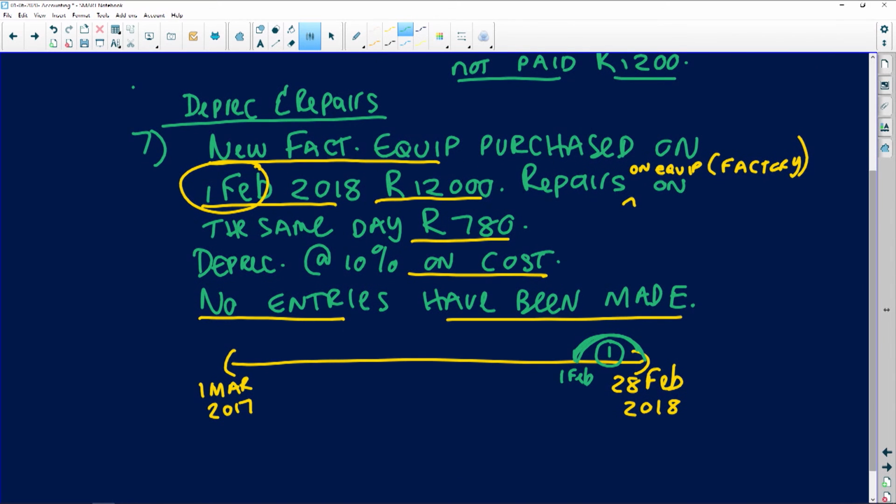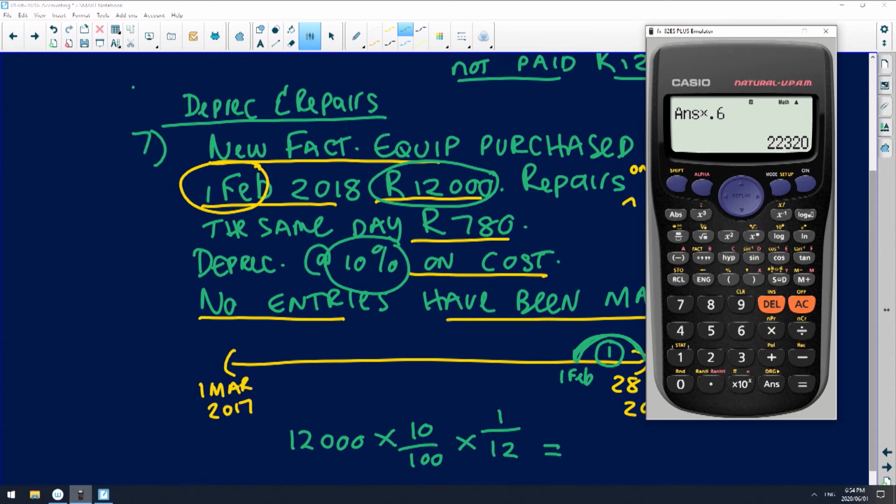So my depreciation is as follows: the cost 12,000, times your rate of depreciation, which is 10%. And remember, I'm depreciating this only for 1 month because I only own the asset for 1 month, so 1/12. Okay, so my depreciation for this financial year on my new equipment, 12,000 times 10%, and then divided by 12, and that should give us 100 Rand.